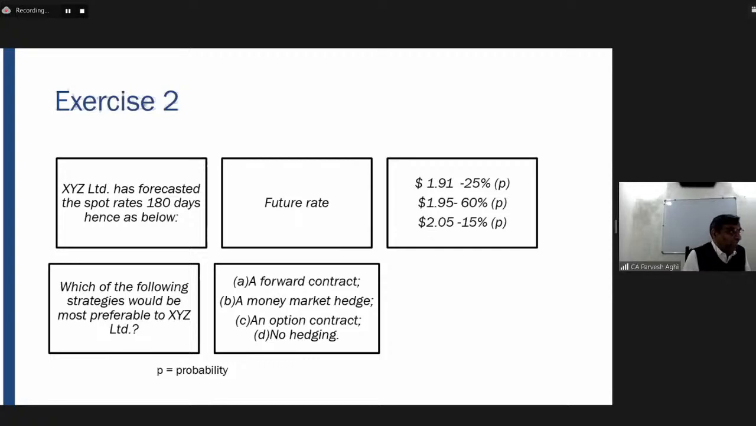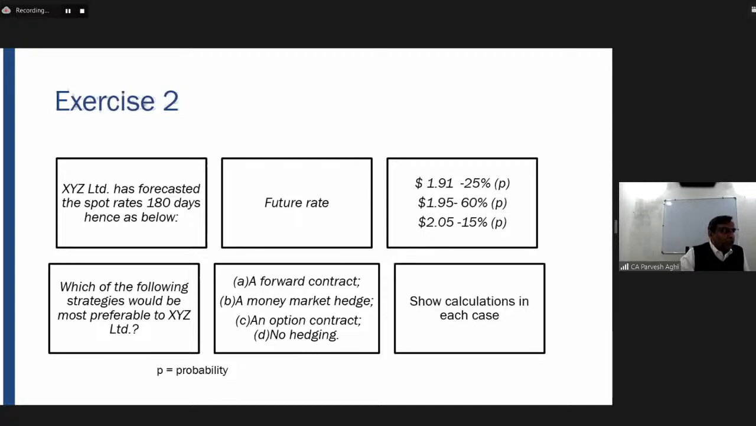So this question is pretty long and very interesting. There are 4 possible analyses you have to do. You have to find out, for a forward contract, how much money he has to pay, and for a money market hedge, an option contract, and no hedging. Show calculations in each case.